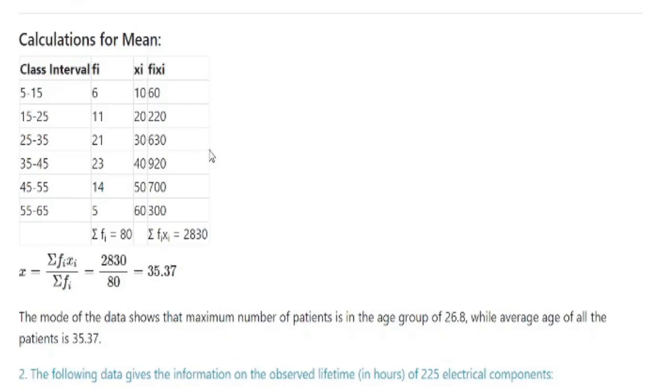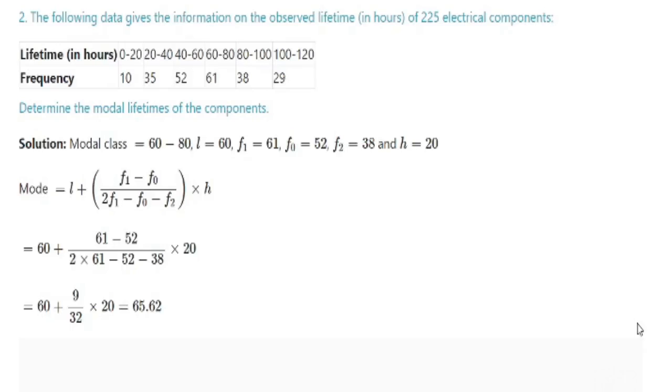So it is clear, the mean and mode. Now you have to move to question number 2. The following data gives the information on the observed lifetime in hours of 225 electrical components. Lifetime is given and frequency is given in the following table. We have to find the modal lifetime of the components.